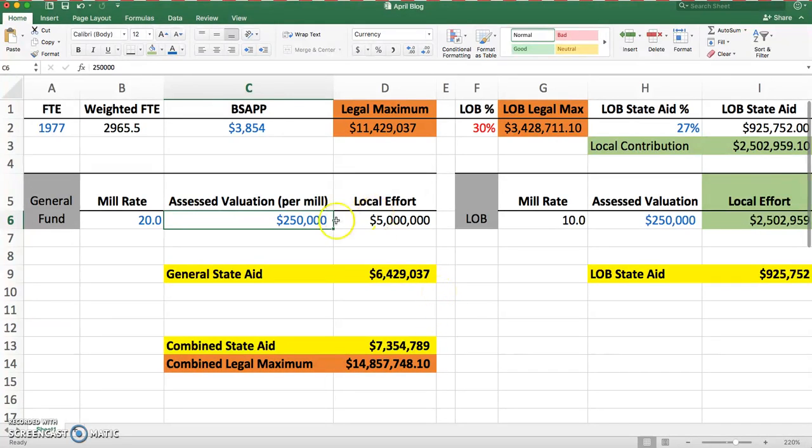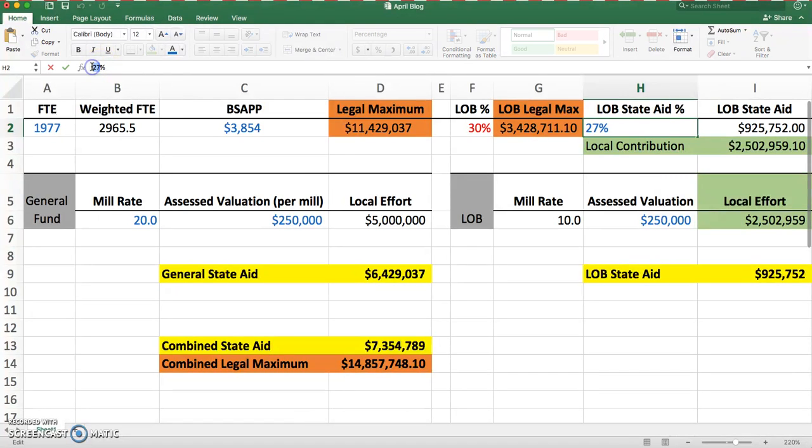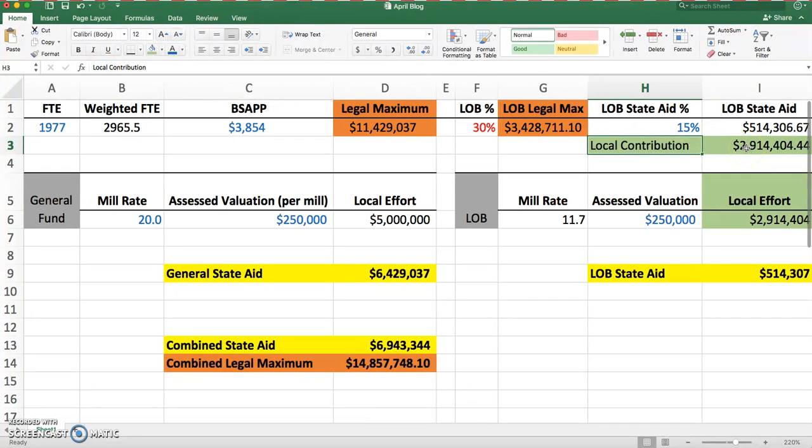Now, if assessed valuation were to increase, I can also tell you that under the current formula, this number would likely decrease. This is just an absolute stab in the dark, but let's just play around with it. If our assessed valuation climbed to 250, I'm guessing that we would be somewhere around 15, if not less. So as you can see, local effort again climbs. Okay, I'll undo and redo. Local effort climbs. LOB, state aid, and again, the contribution from the state goes down.